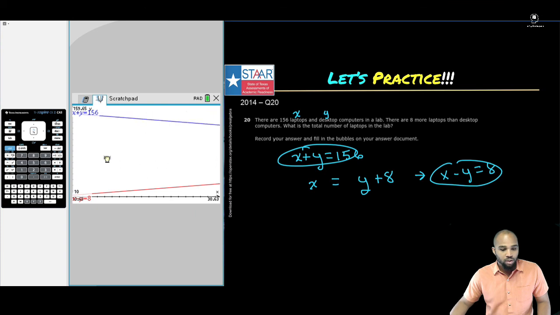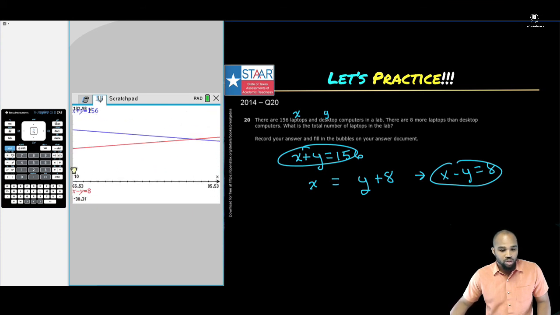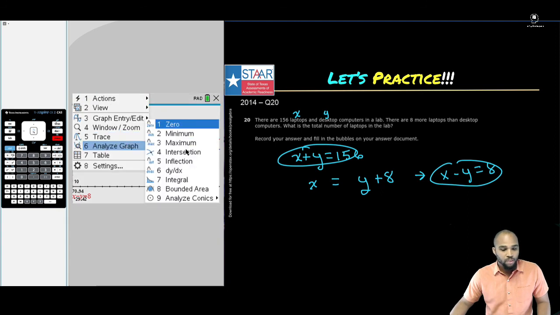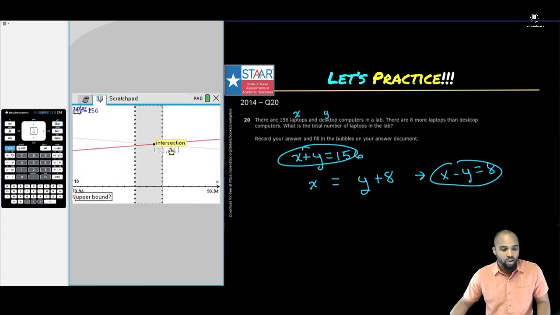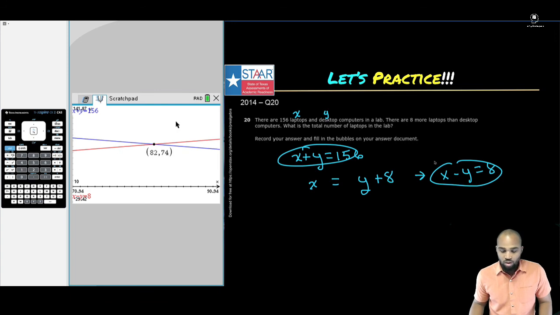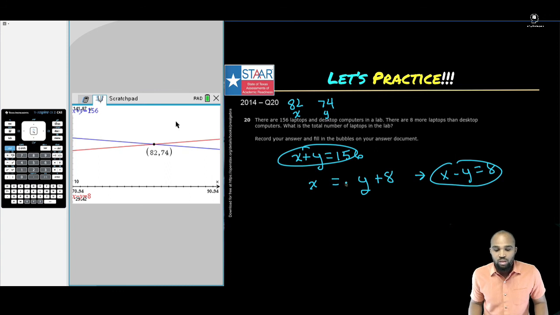And we see them both here. Now I see where they're going to cross, and I just drag it over there, and there it is. I'm going to analyze this intersection, left and right, and there it is. So now I can see my X's, my laptops, are going to be 82 and 74. Now, does it make sense for what our situation was? Do they both add up to 156? Yes. Are there 8 more laptops than desktops? Yes. So we did set this up correctly.